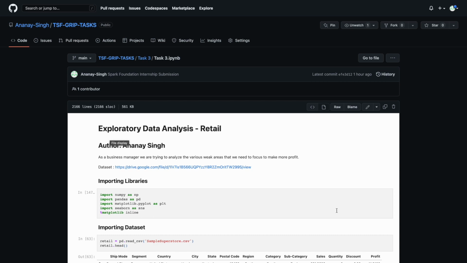Hello everyone. Next, we are going to look into the third task, which is exploratory data analysis on the retail data set that we have. This is the third task of the Sparks Foundation GRIP Internship program.